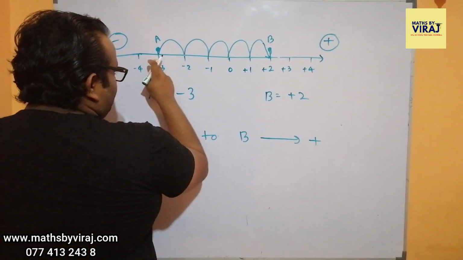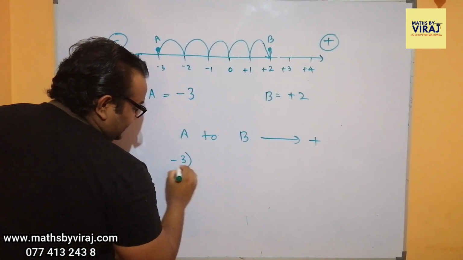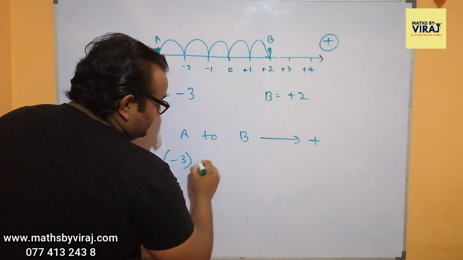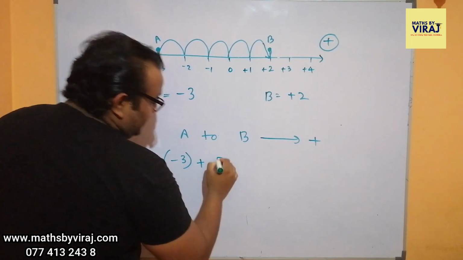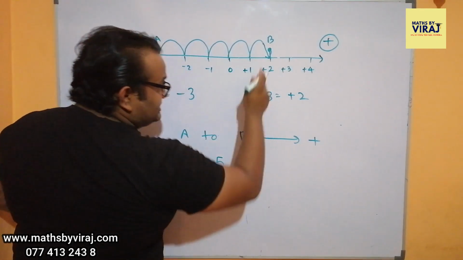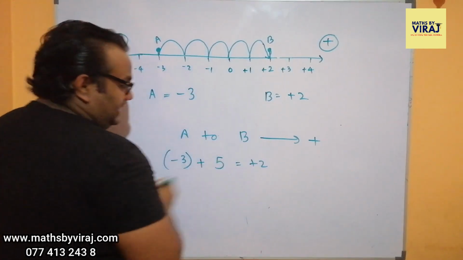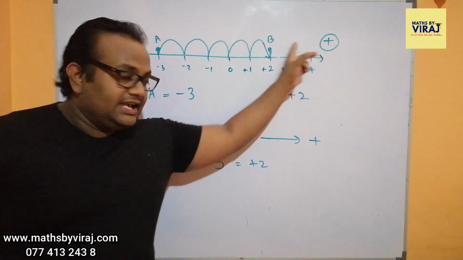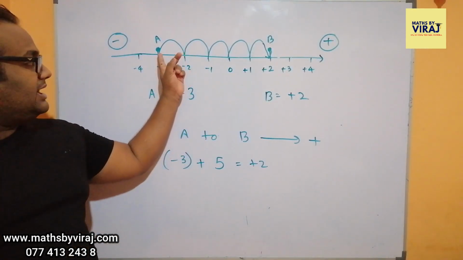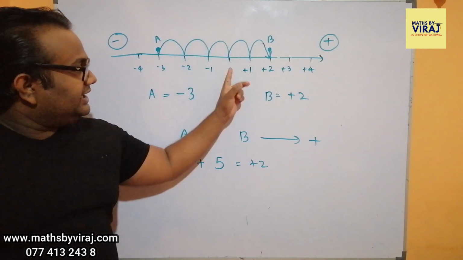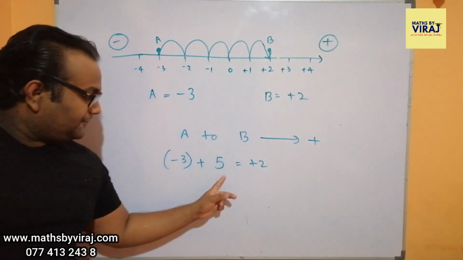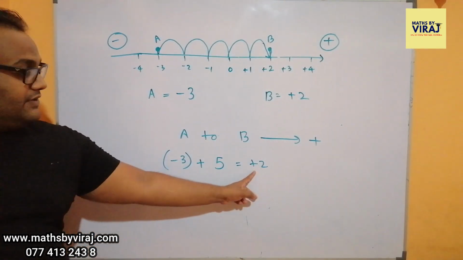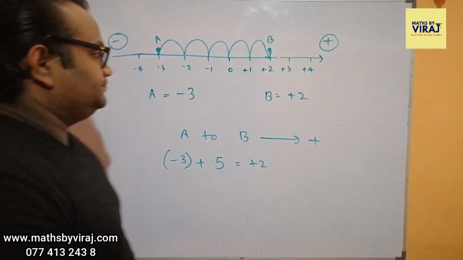Therefore, where am I? Minus 3. How many times should I jump? I should jump plus 5 times, so that I stand at plus 2. Again, I am at minus 3. I should move towards the plus side. Plus side, how many times should I jump? 1, 2, 3, 4, 5. Therefore, minus 3 plus 5, I end up at position B, which is plus 2.